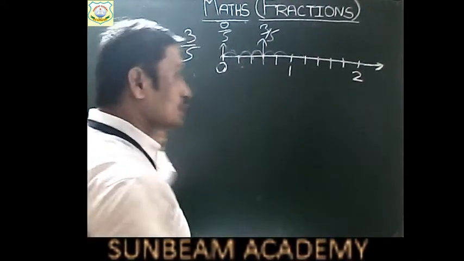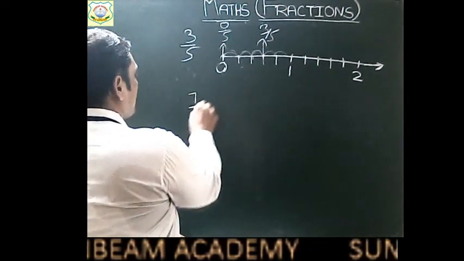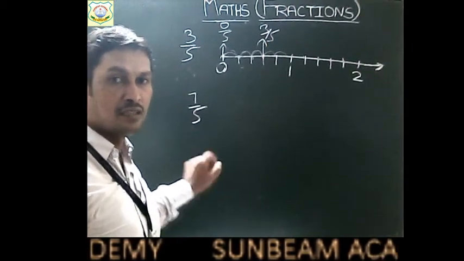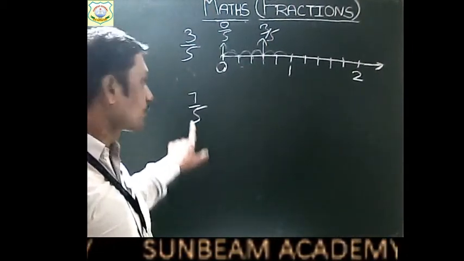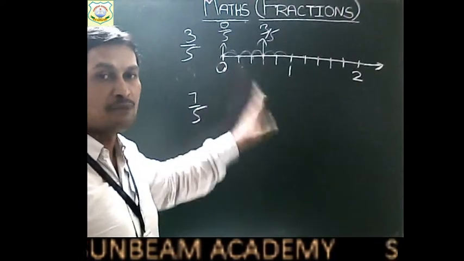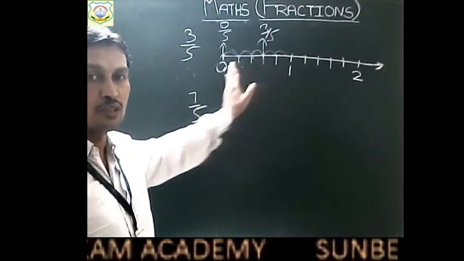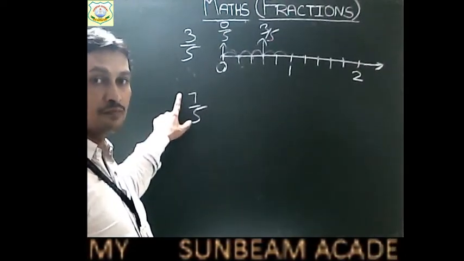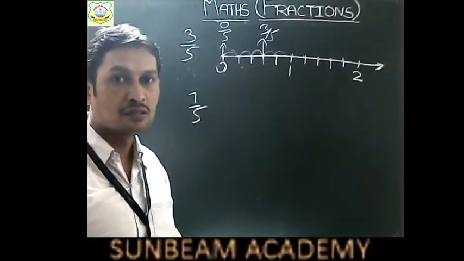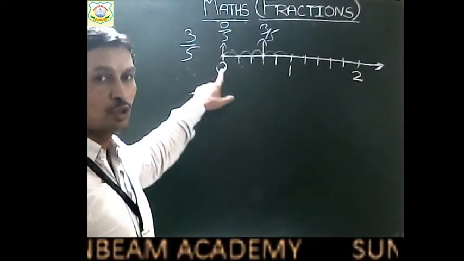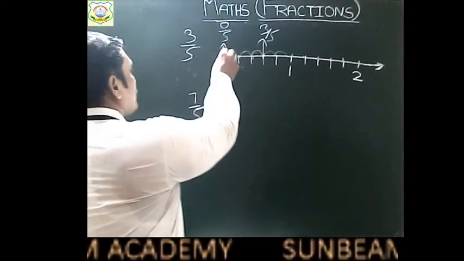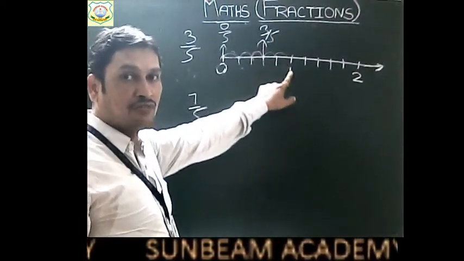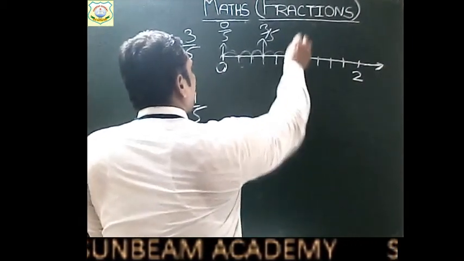Suppose we have to represent 7 by 5. Where will the number 7 by 5 lie? This is an improper fraction, and to represent it we will make 5 partitions between each two numbers. Here we have already made 5 partitions, and the numerator is 7, so we will count 7 times, starting from 0. So 0 by 5, 1 by 5, 2 by 5, 3 by 5, 4 by 5, 5 by 5. At 1 you will get 5 by 5.